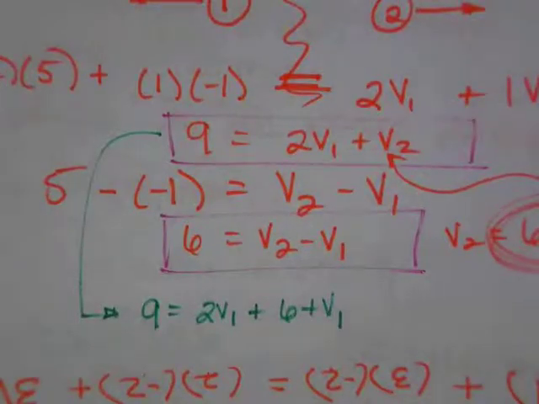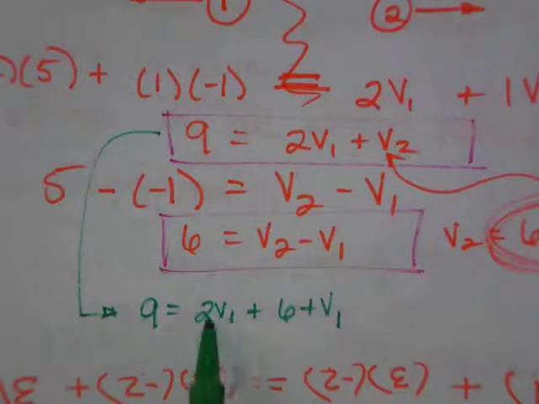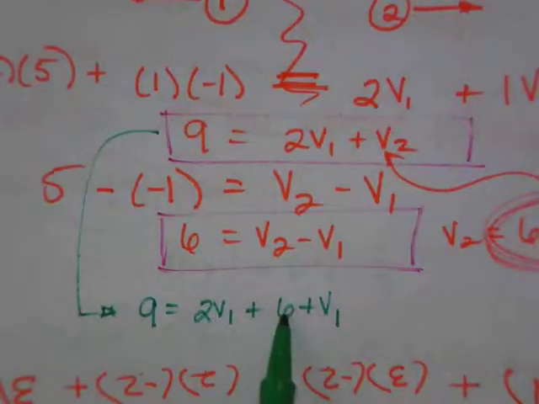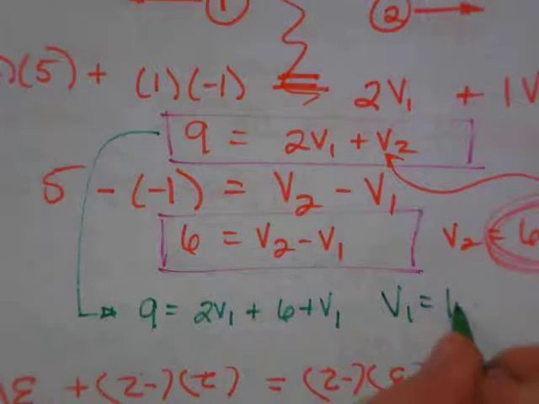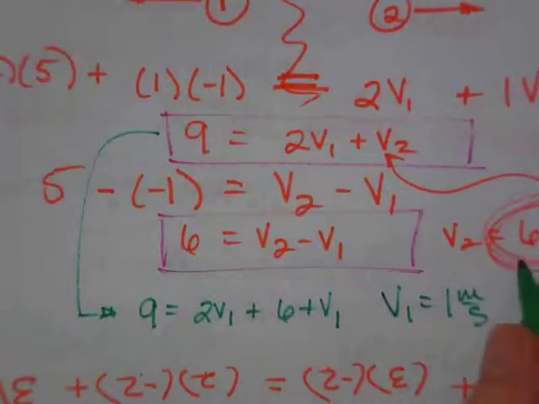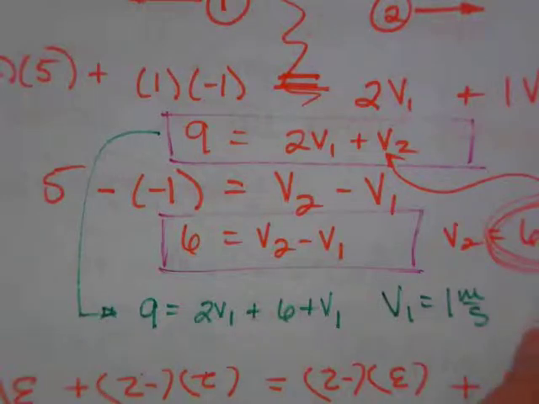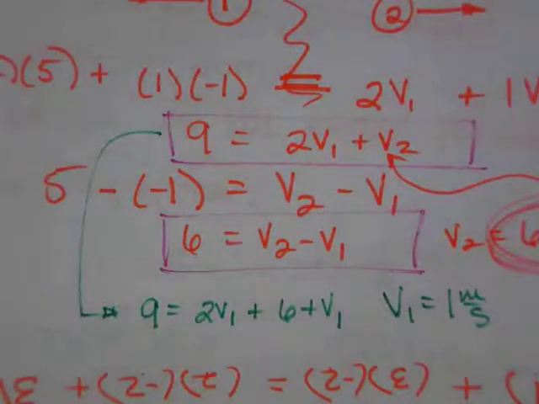Can you solve that equation in your head? Yeah, v1 equals 1. 2 times 1 is 2. 2 plus 6 is 8. Plus 1 more is 9. v1 equals 1 meter per second. And what does v2 equal? 6 plus 1. v2 equals 7 meters per second.